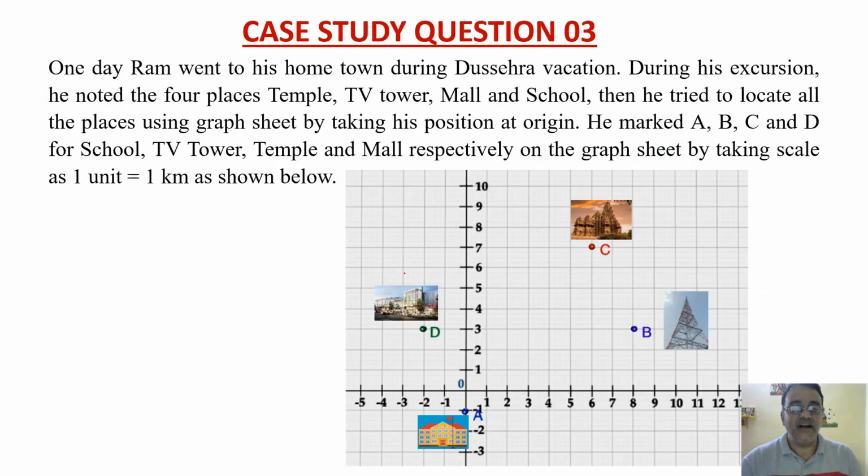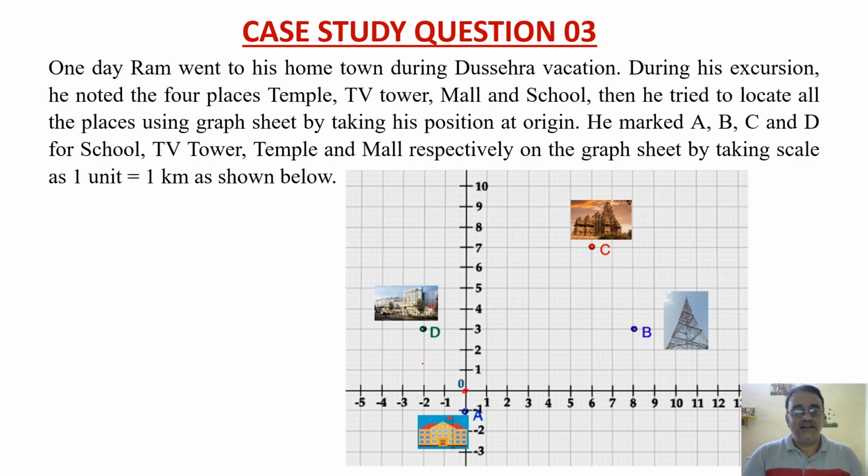One day, Ram went to his hometown during Dashera vacation. During his excursion, he noted the 4 places: temple, TV tower, mall, and school. Then he tried to locate all the places using graph sheet by taking his position at the origin. This is the position of Ram. He marked A, B, C, and D. A for school, and TV tower for B, temple for C, and mall for D. Okay, the pictures also are there, right.